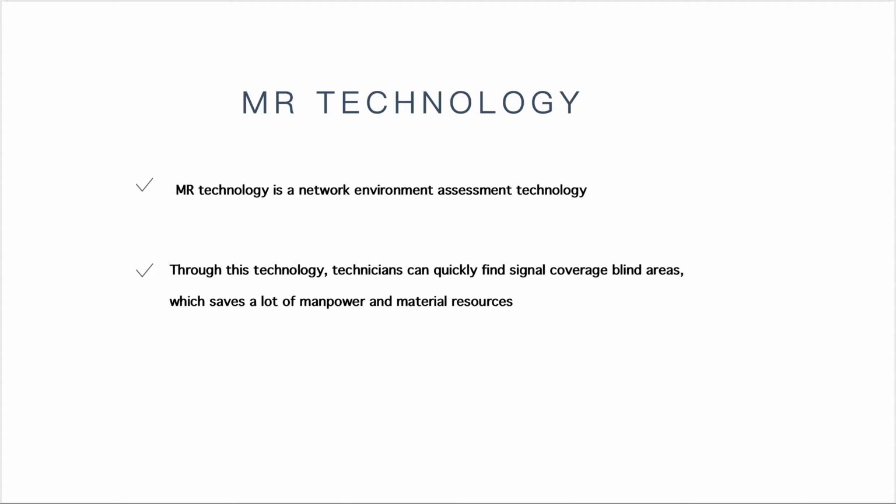MR technology is a network environment assessment technology. This technology will transmit the collected network environment information to the administrator, who will evaluate the current network environment, including the signal strength and interference received, etc. Through this technology, technicians can quickly find signal coverage blind areas, which saves a lot of manpower and material resources compared with traditional manual detection methods.